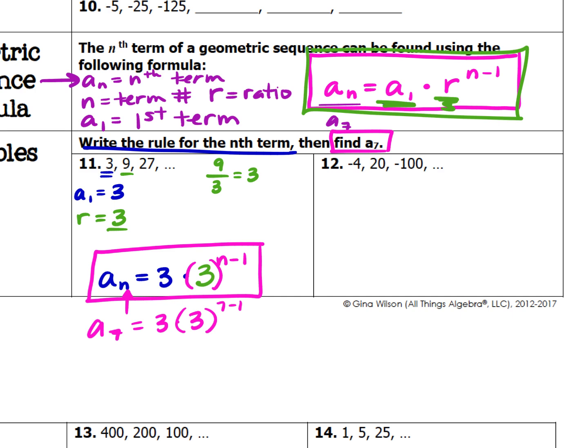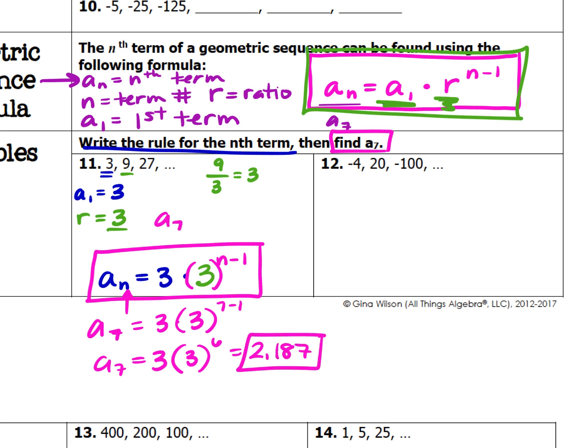6, okay? So you're going to plug into your calculator 3 times 3 to the 6th power. Plug that in, and let's just make sure we're all getting the same thing. What did you get? 2,187. So a sub 7 is 2,187. Okay, so those are the two parts, part A, part B, okay?